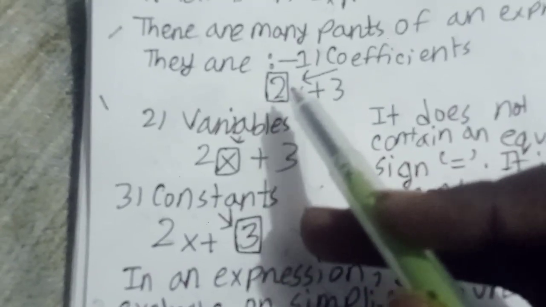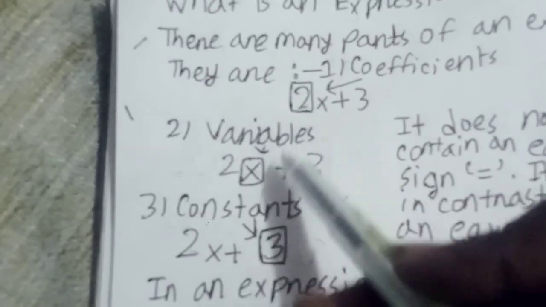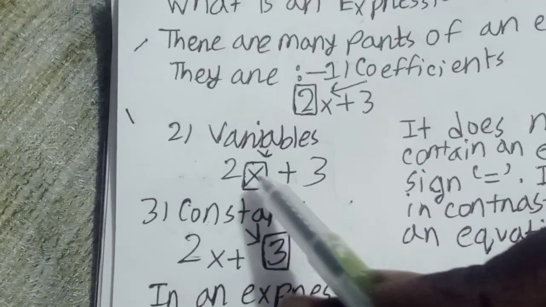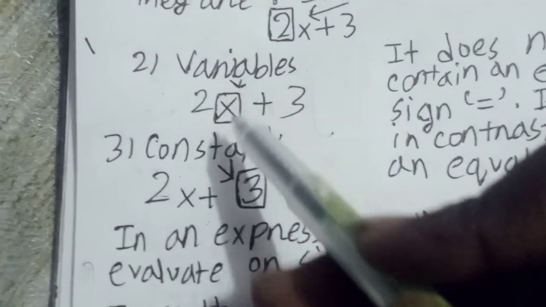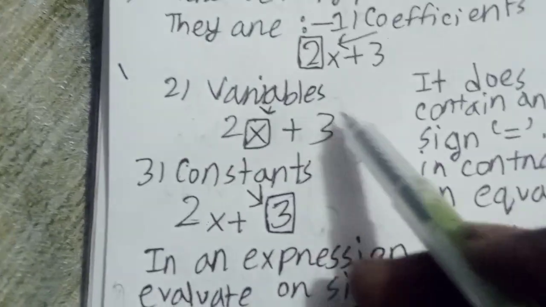You see this 2 here is the coefficient. Whenever there's a number beside the alphabet, we call that a coefficient, and this alphabet here we call a variable, which is going to be the main thing we're going to be working with. And this 3 here, this stranded number, that's what we call a constant.